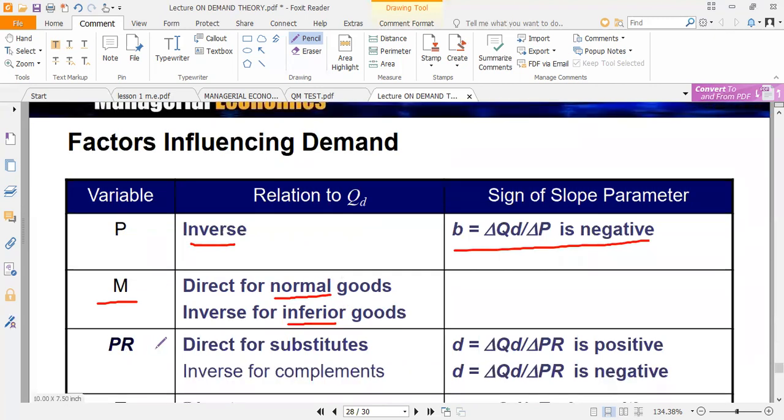So for the related commodities, when you get a positive, it is called a substitute good. If you get a negative answer, it is called a complementary good. That is what I'll explain in depth later on.